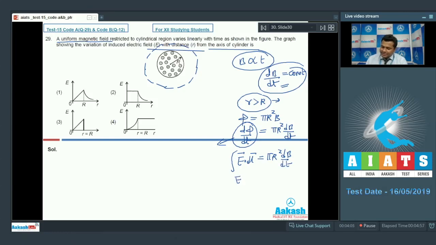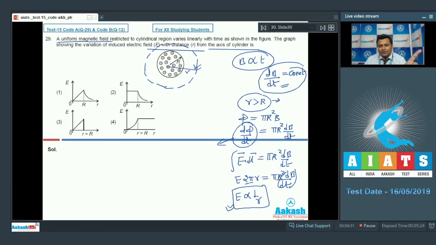Therefore, pi r square dB by dt. E dl will be what? Integration of this closed loop, that is 2 pi r, equals pi r square dB by dt. Now see, pi r square constant, dB by dt constant, 2 constant, pi constant. It means electric field outside will be inversely proportional to r. This is induced electric field outside.